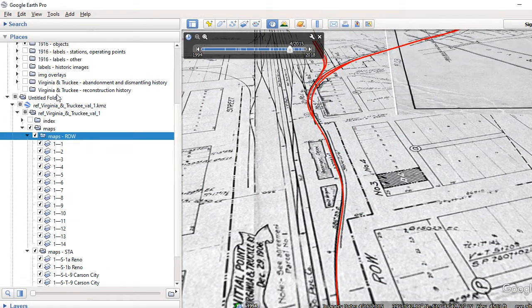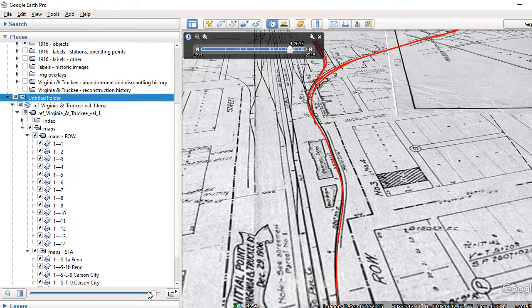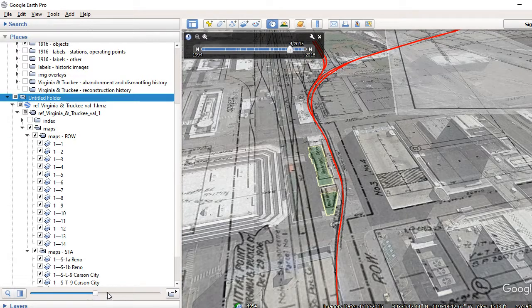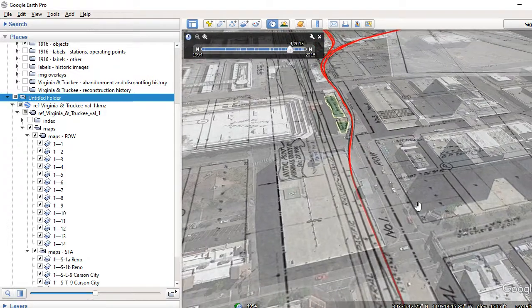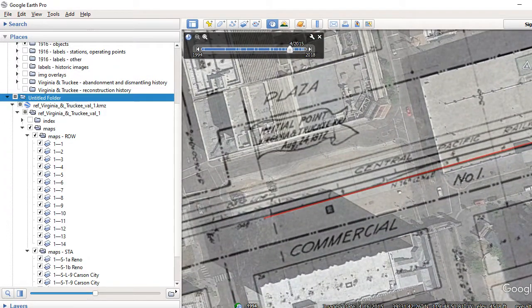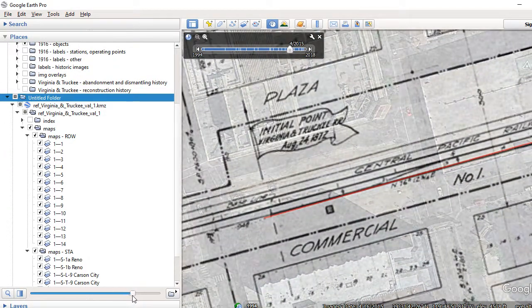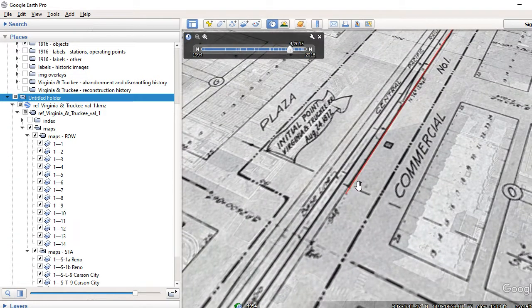I'm going to bring down the fade, and you can see there's the depot and the initial point of the railroad. That's milepost 0.0. And for the engineering station, that's 00 plus 00, 0.0.